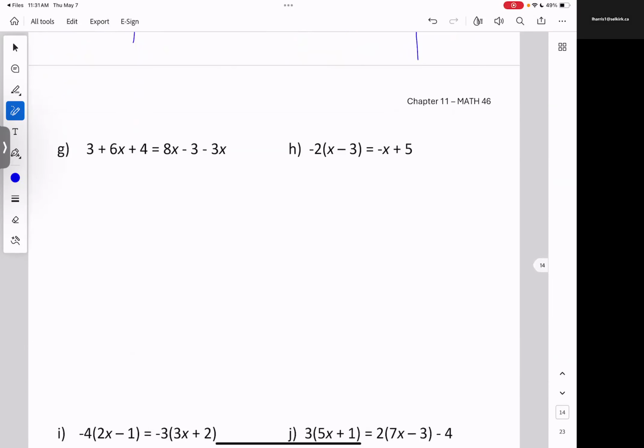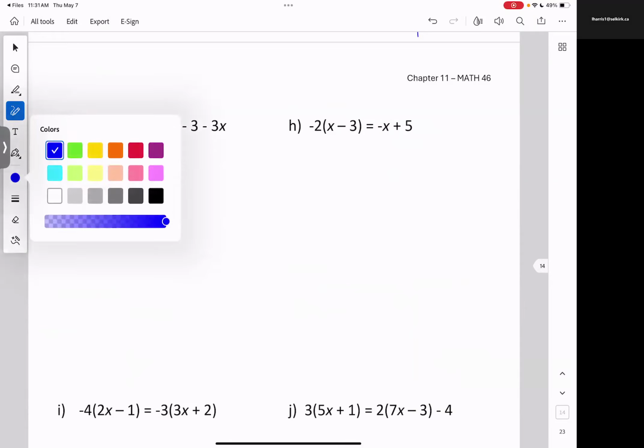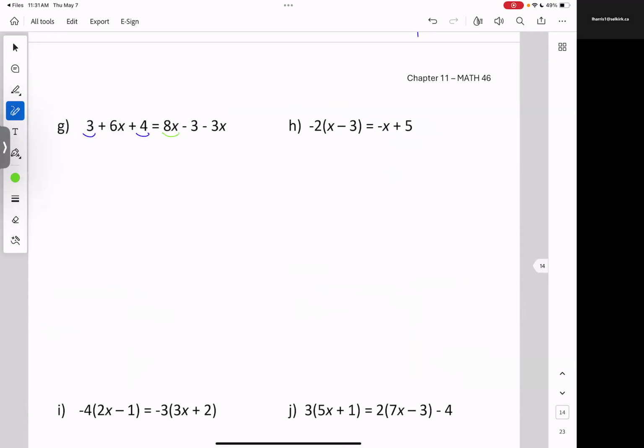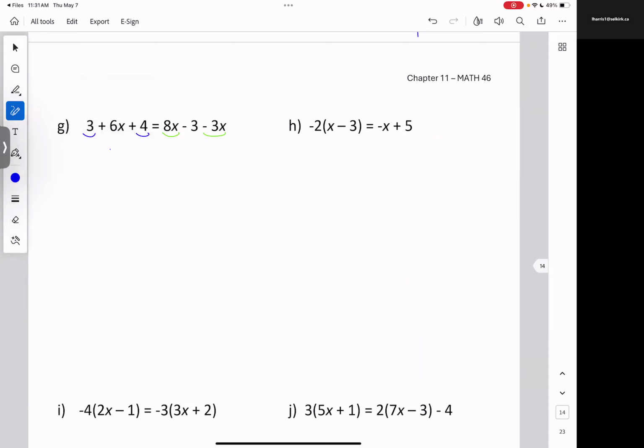All right, next one here. Once again, distribute any brackets. We don't have any, so we don't have to worry about that. Let's think about like terms. I have a 3 and a 4 on the left. And then on the right, I have an 8x and a negative 3x that can be combined. So let's combine those like terms. That would leave us with 6x plus 7 equals 5x minus 3.